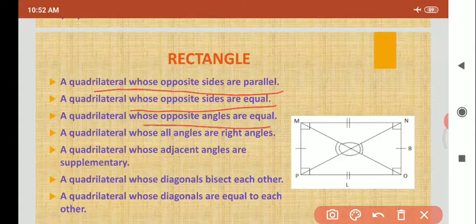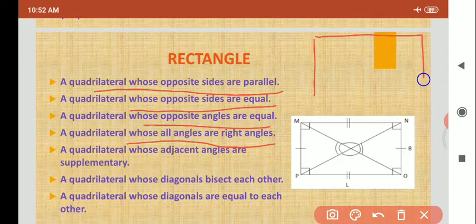A rectangle is a quadrilateral in which all angles are right angles. In a rectangle all angles are 90 degrees, but in a parallelogram angles are not 90 degrees. It means we can say that every rectangle is always a parallelogram, but every parallelogram is not a rectangle, because in a parallelogram the angles are not 90 degrees, but in a rectangle each angle is 90 degrees. Understand? So every rectangle is always a parallelogram.